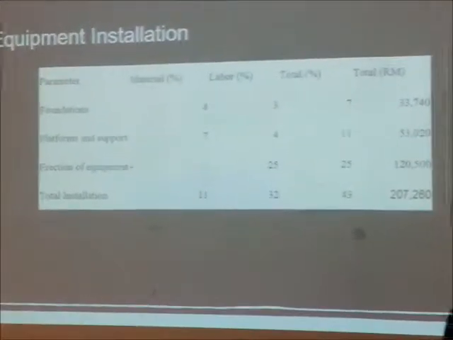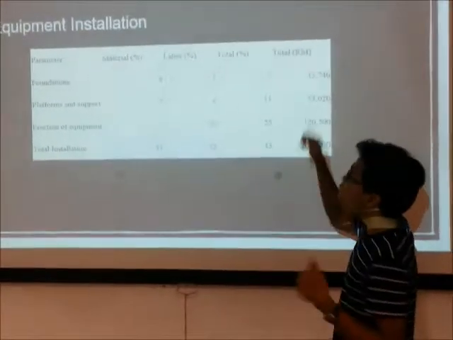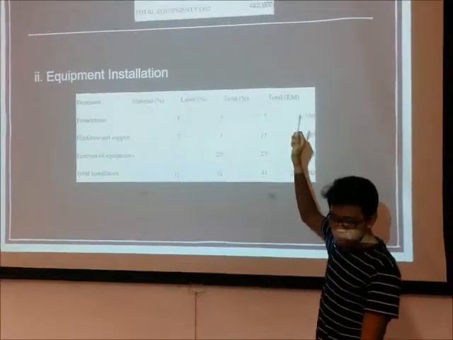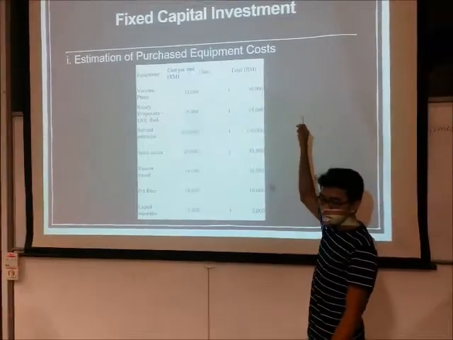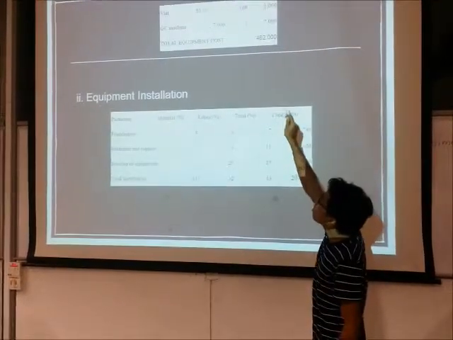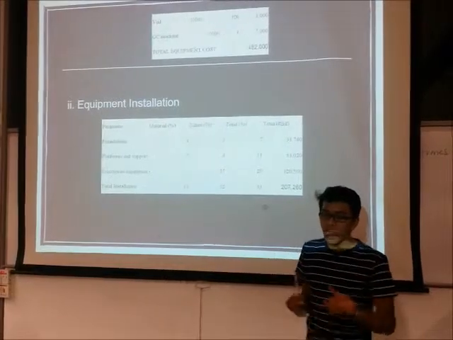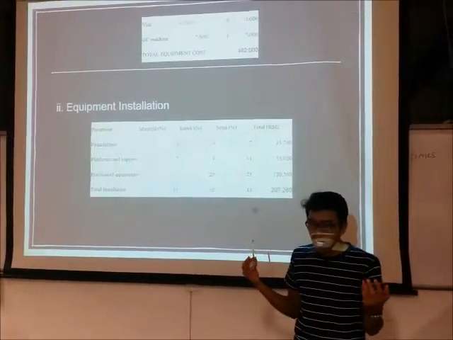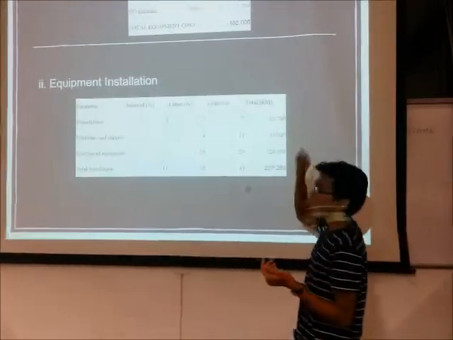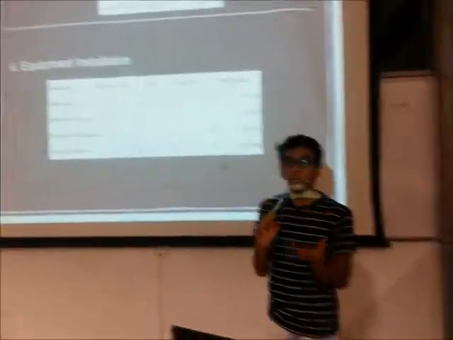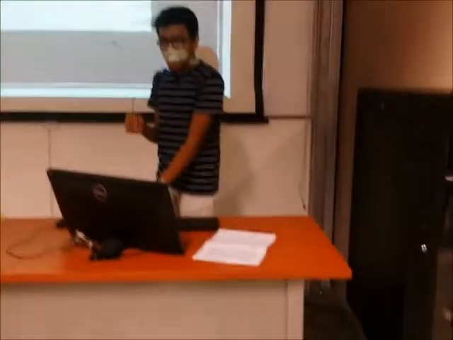So normally all the units that we purchase is one, except for vial we purchase around 100. So total equipment cost after we add up everything is around RM 482,000. Wow. Okay.